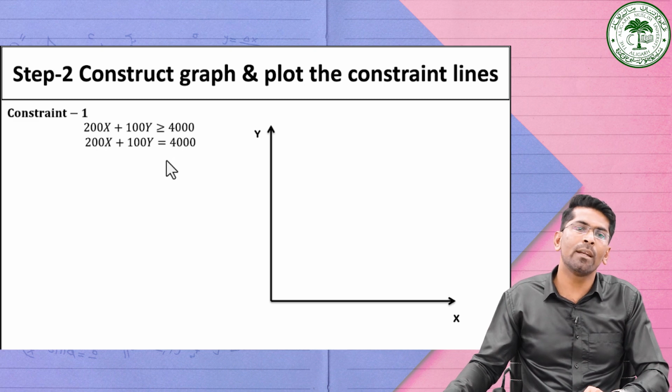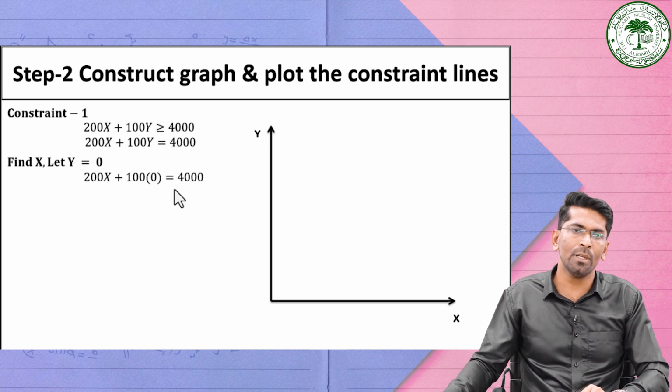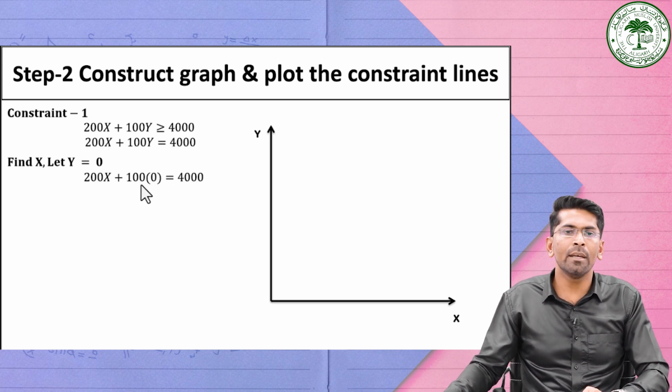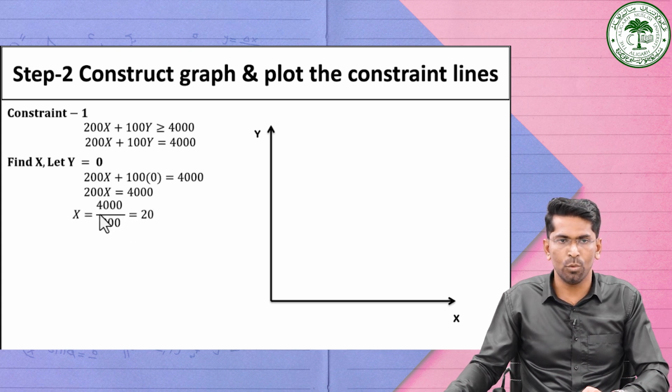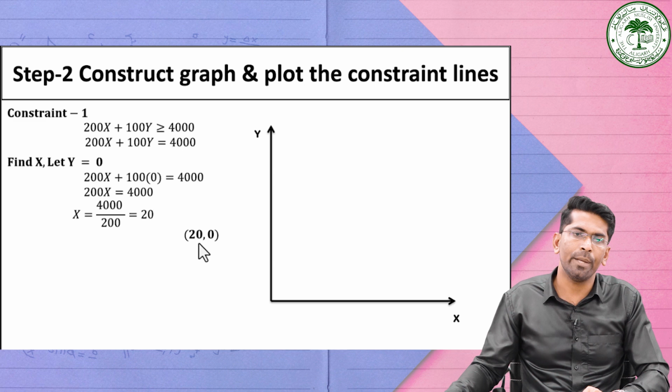Let us assume that y is equal to 0 and solve this equation for x by substituting y equals 0. So it becomes 200x plus 100 into 0, which is 4000. That term becomes 0. What remains is 200x equals 4000. Dividing both sides by 200, x is equal to 4000 divided by 200, which is 20. So when y is equal to 0, x is equal to 20.